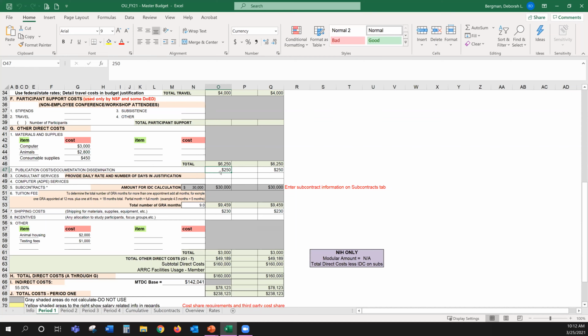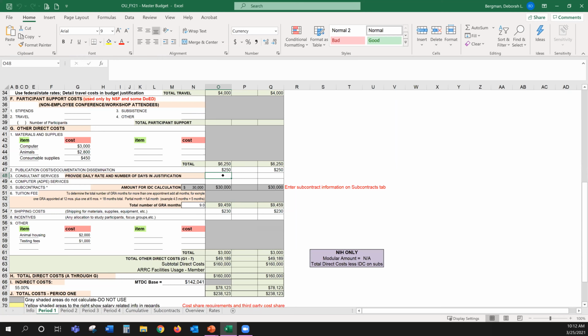Publication costs and documentation dissemination includes items such as journal fees, page charges, pamphlets, and poster costs. For this item, you would enter the total right in column O. Notice it's not green, so we expect the total amount to just be set there.